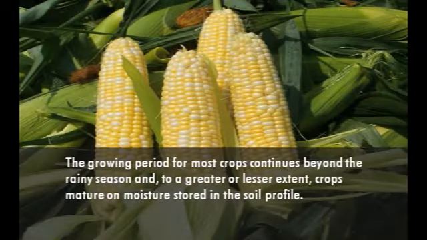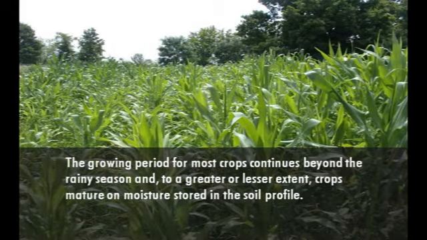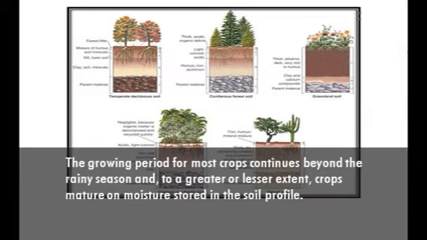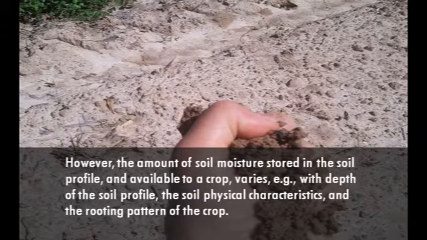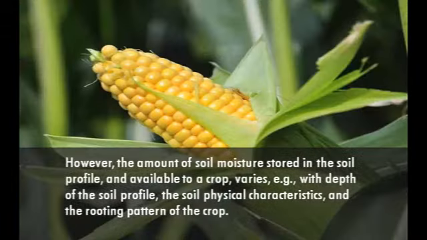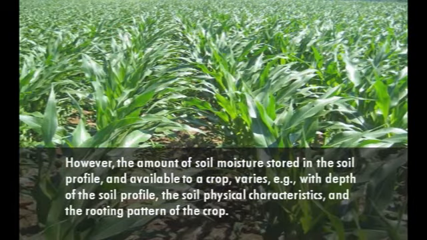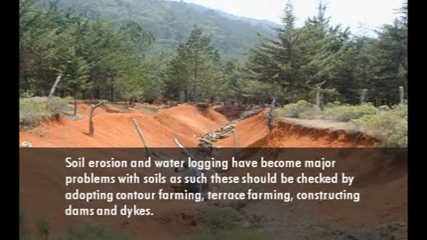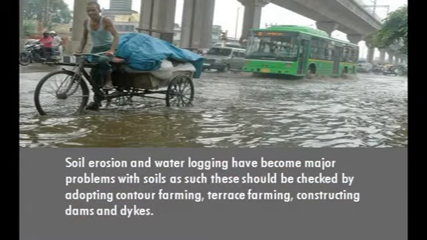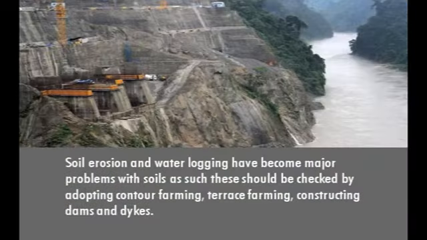The growing period for most crops continues beyond the rainy season, and to a greater or lesser extent, crops mature on moisture stored in the soil profile. However, the amount of soil moisture stored in the soil profile and available to a crop varies, for example, with depth of the soil profile, the soil physical characteristics, and the rooting pattern of the crop. Soil erosion and waterlogging have become major problems with soils. As such, these should be checked by adopting contour farming, terrace farming, and constructing dams and dikes.